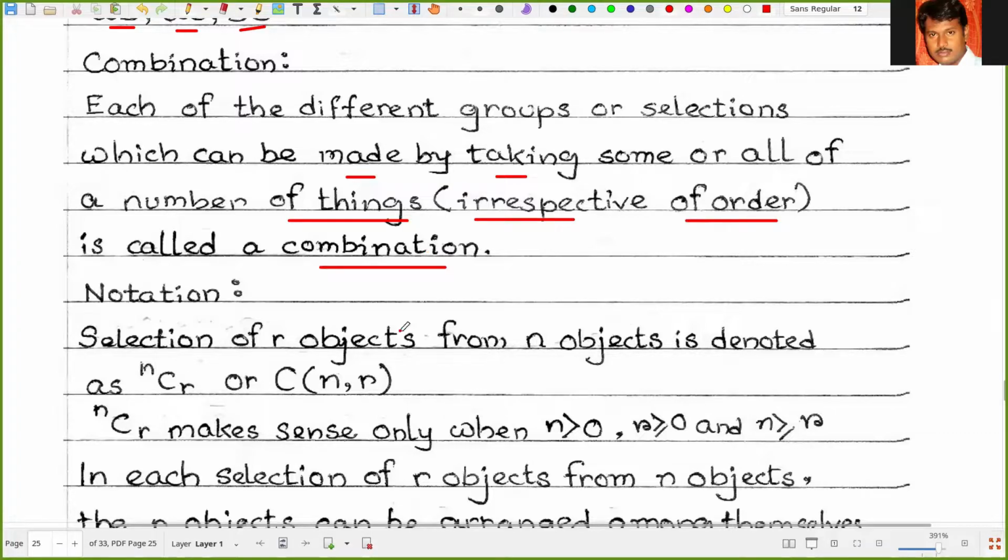So, what is the notation of combination? Now, the selection of r objects from n objects is denoted as nCr, or sometimes C in parentheses n comma r. That means out of n objects, we are selecting r objects. Sometimes it is also written in that format. So that is also treated as the combination.